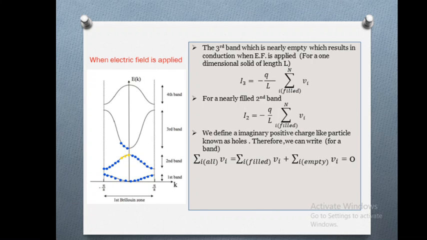The reason we need to introduce holes is that we cannot calculate the summation over the empty states because they do not have electrons, so we cannot calculate velocities for them. So we need to introduce imaginary particles like holes so that we can calculate this term and write the equation like this. Therefore, we can write the equation of current I2, which was minus q by L summation over all velocities of filled states, as plus q by L summation over all the empty states of velocities.